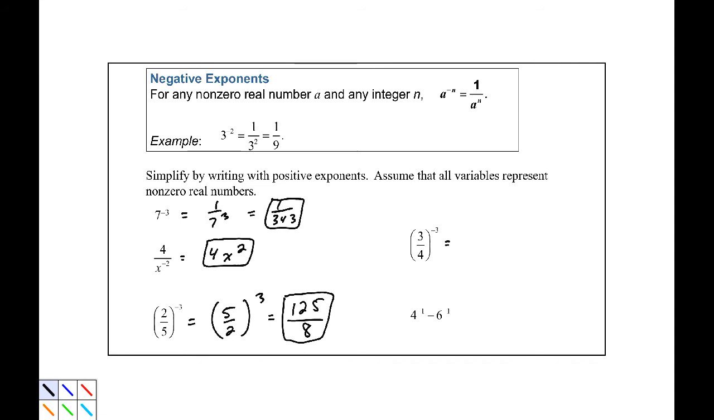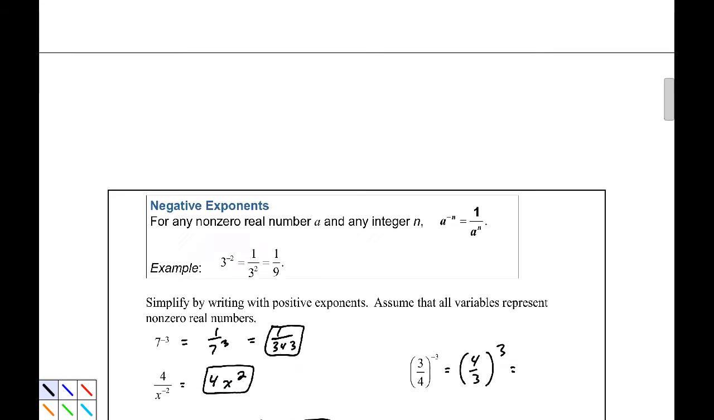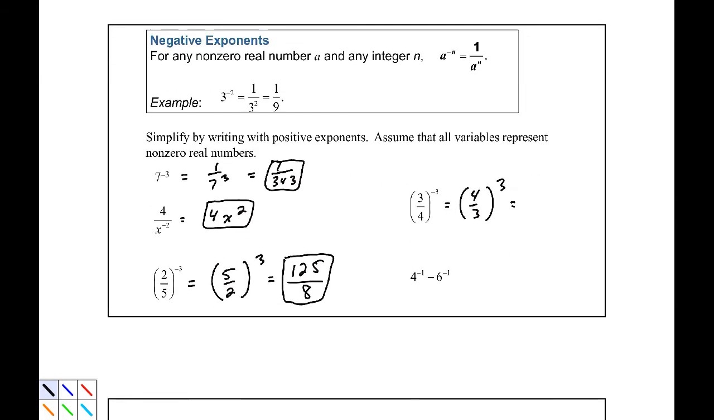Next example will be similar. We have 3/4 to the negative 3. So that would be 4/3 to the positive 3. We're taking the reciprocal of that fraction, which would be equal to 64/27. 4 cubed is 64, 3 cubed is 27.